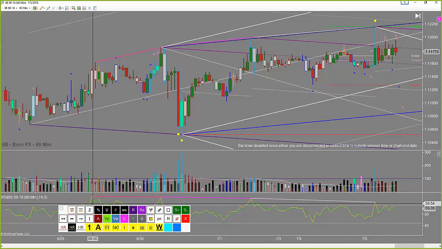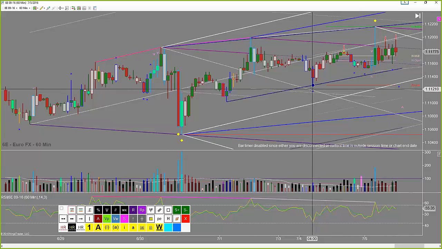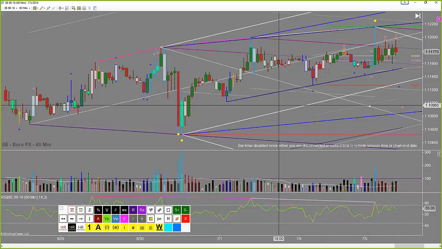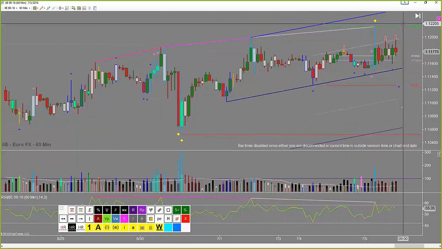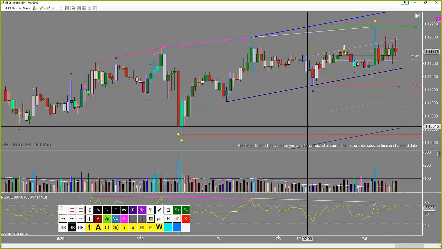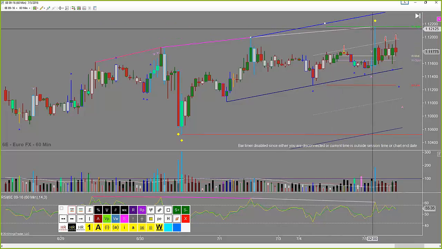As far as anything else, I don't think we have much of anything else except for that midline right there. So we didn't make it anywhere near this channel line, which is another sign that it's weak.